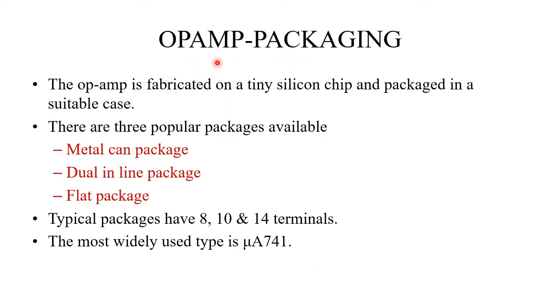Packaging of operational amplifier. The operational amplifier is fabricated on a tiny silicon chip and it is packaged in three ways. Number one is the metal can package, then the dual inline package, and then flat packages. So operational amplifiers are available in these forms of packages. Typical packages have 8, 10 and 14 terminals. The most commonly used operational amplifier is µA741.